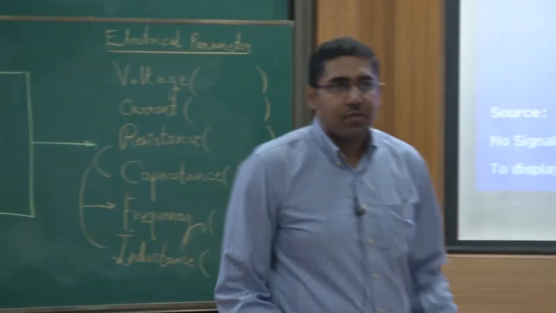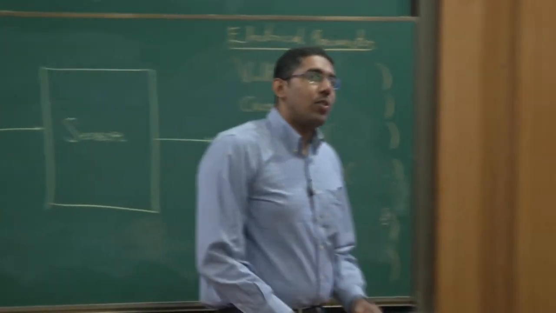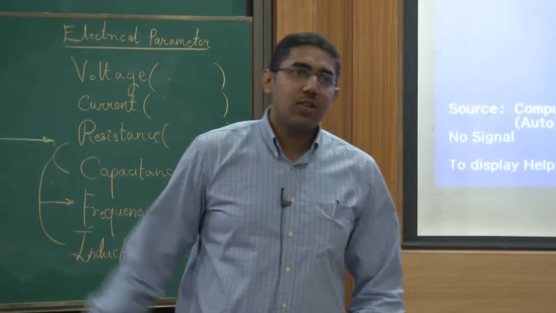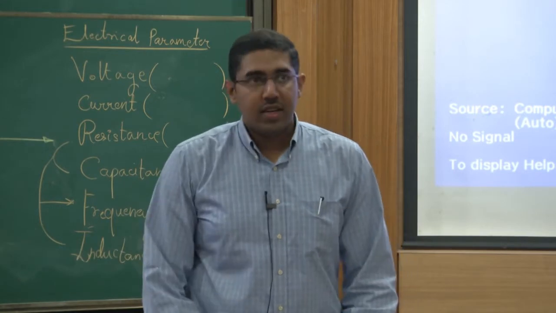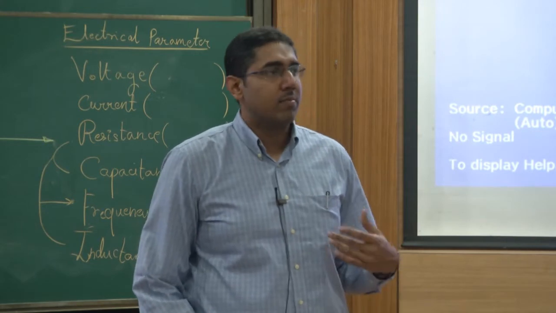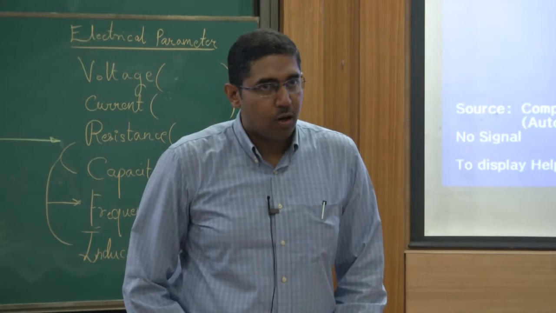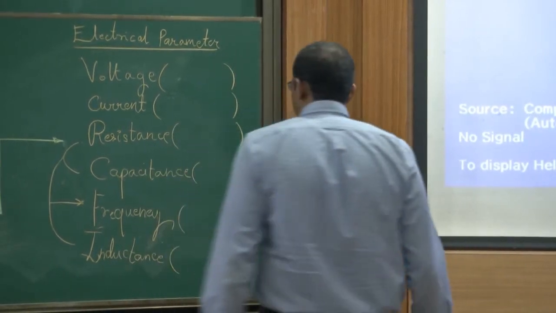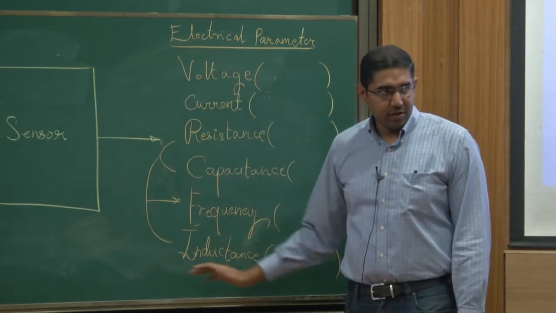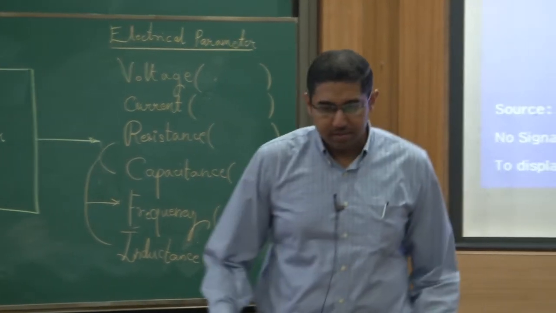Let's continue with where we left off. What we were doing is asking what are all the possible sensors that are available, and this is not an exhaustive list. There are many more such sensors which take some physical parameter and give you some kind of electrical output. Among the possible electrical outputs, we have these kinds of signals that come out of a sensor.